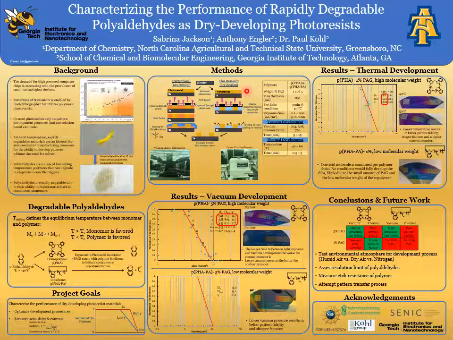The project goal was to characterize the performance of dry developing photoresist materials, and this can be done by finding the D100 value, or the sensitivity value, and the contrast value. Polymer degradation is enabled by low ceiling temperature polymers. The polymer that we chose to use was ortho-phthalaldehyde, which has a low ceiling temperature of -40 degrees Celsius. The two polymers that were created were the homopolymer and the copolymer.